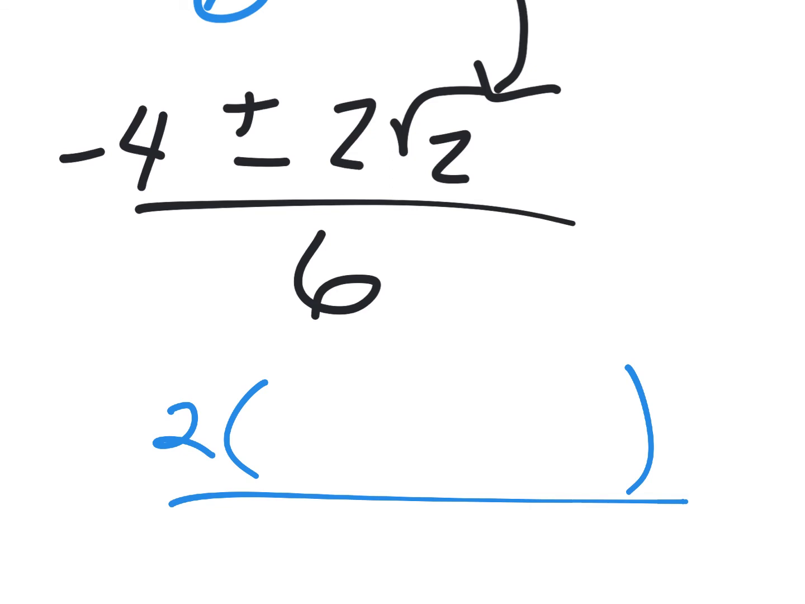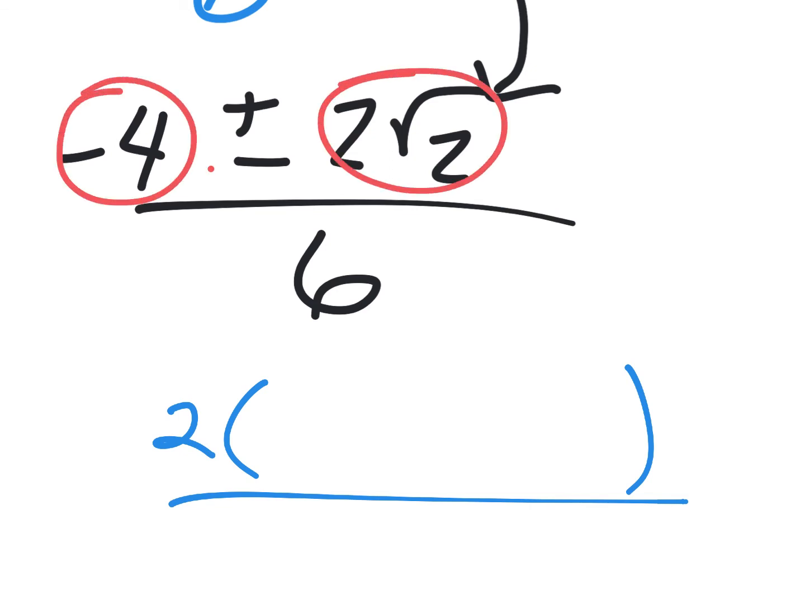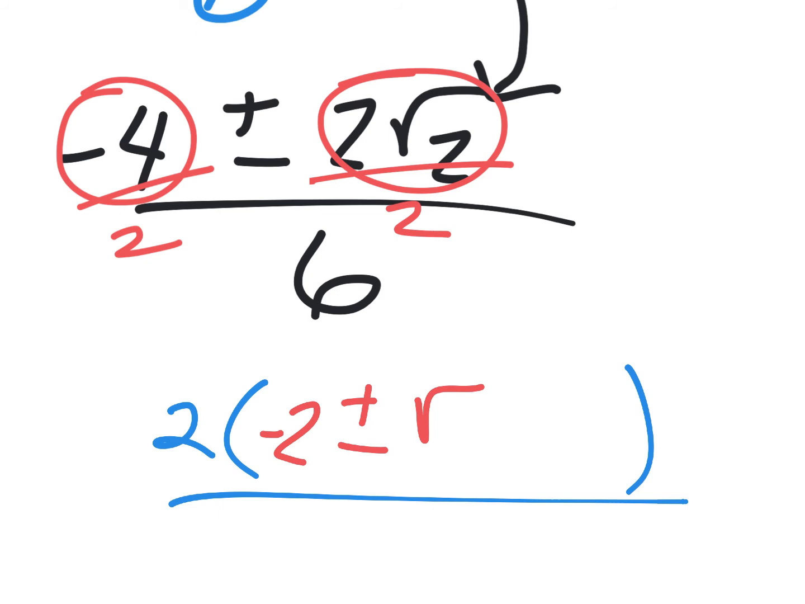And then what would you have left? You take this one and this one. And really what you're doing when you're taking a 2 out is dividing them both by 2. If you never knew that, welcome to how you actually do this. Negative 2 plus or minus square root of 2.